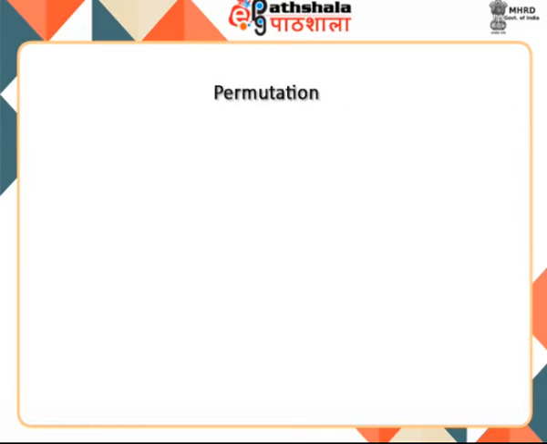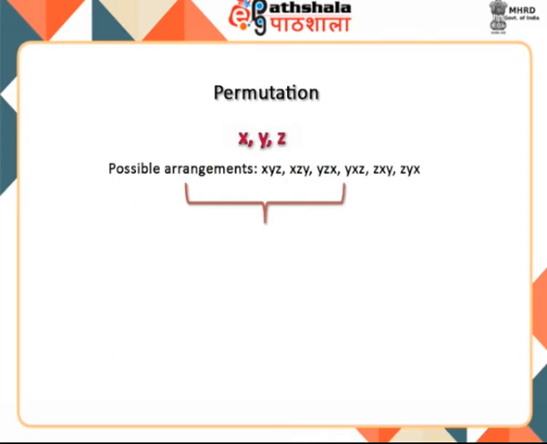To understand permutation, consider the following question. How many different ordered arrangements are possible of letters x, y, and z? The answer would be 6 outcomes: xyz, zxy, zyx, xzy, yxz, and yzx. Each of these 6 outcomes is a permutation of a set of 3 letters.